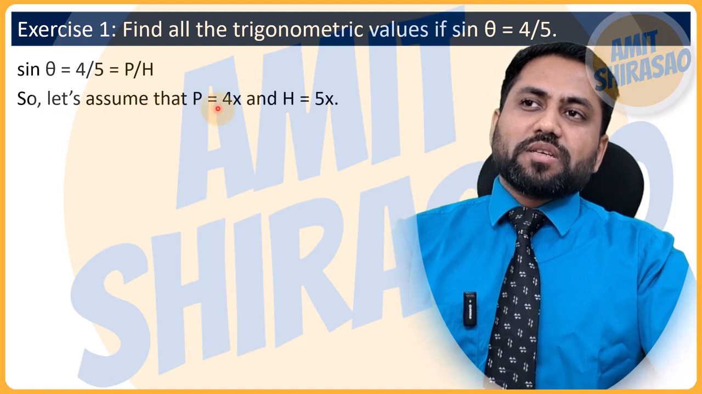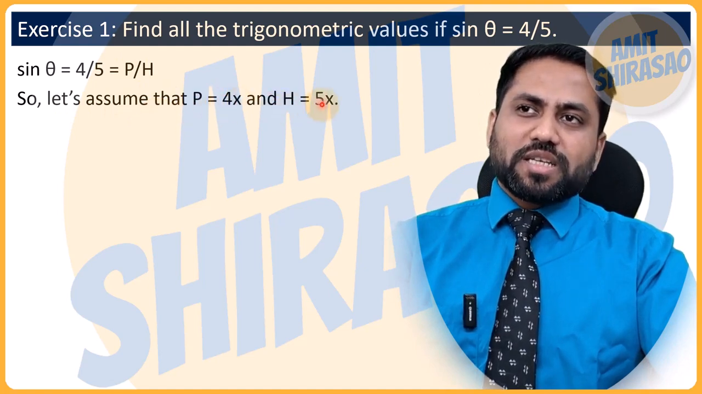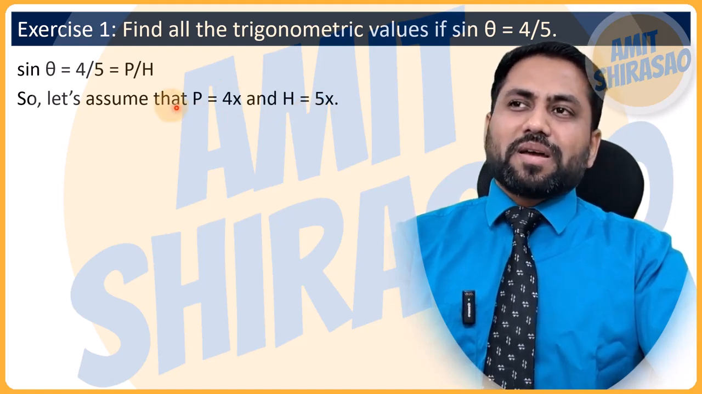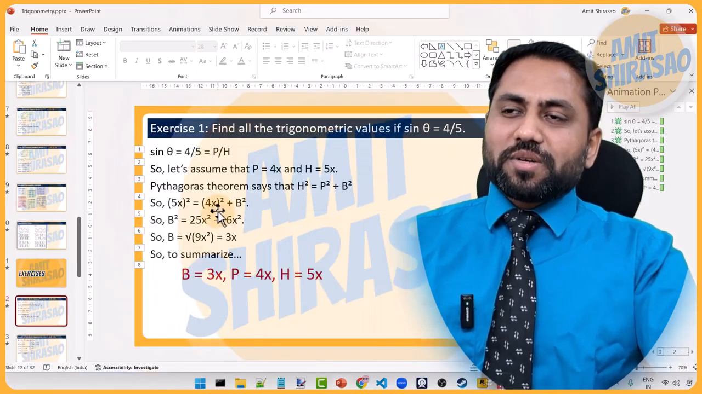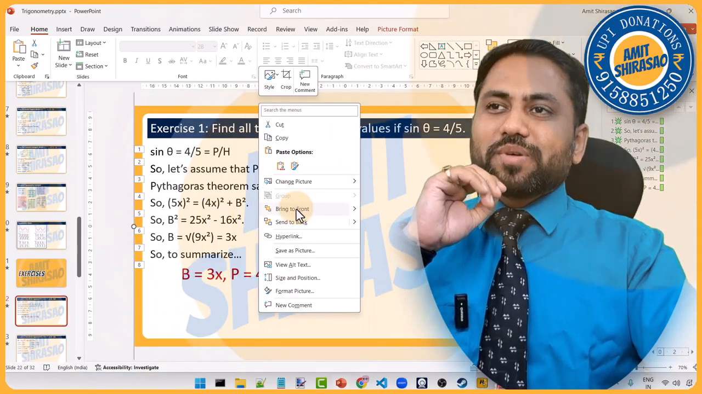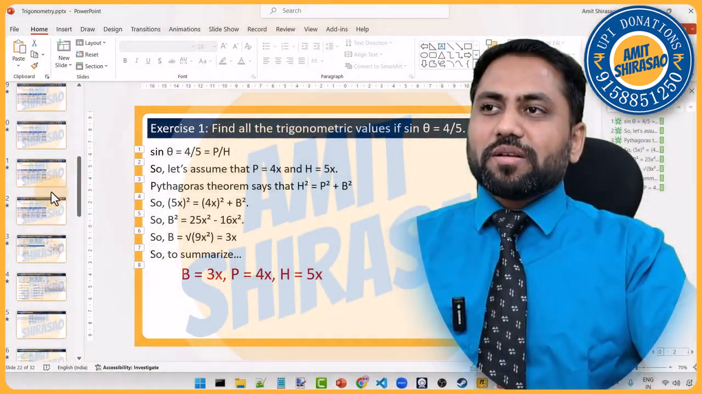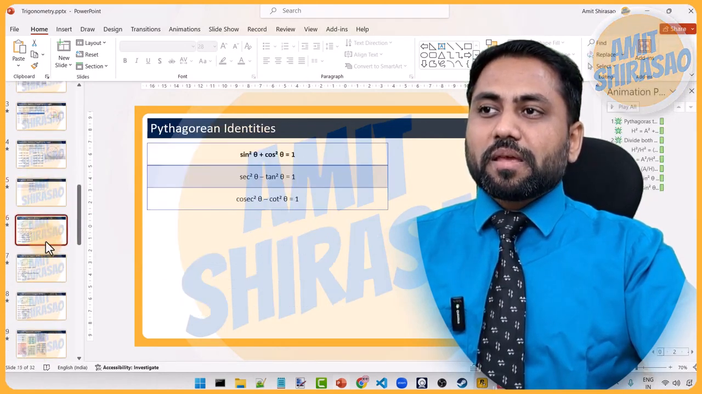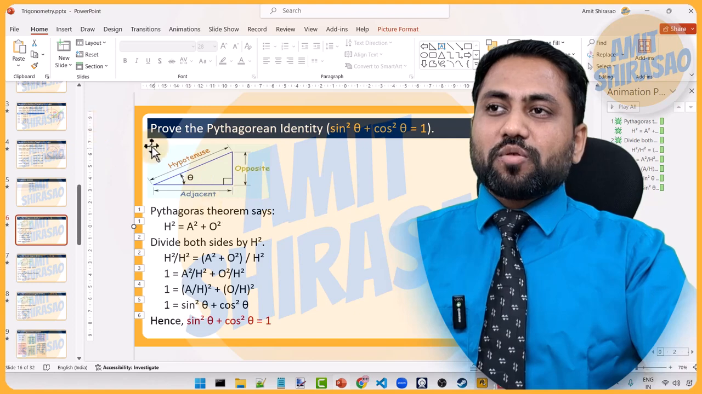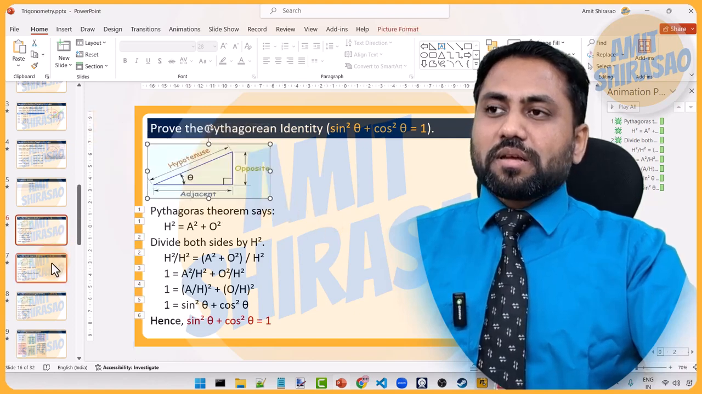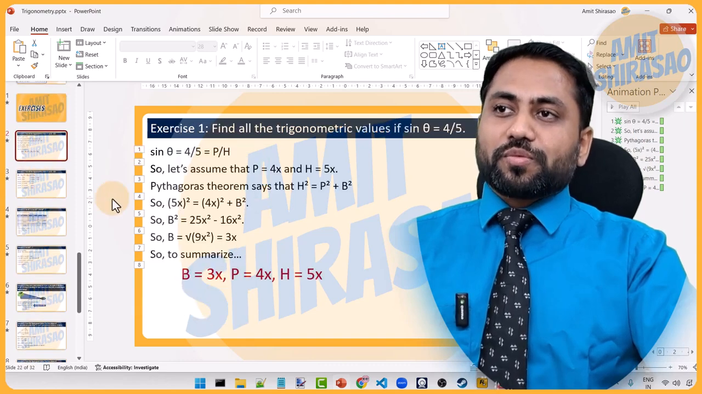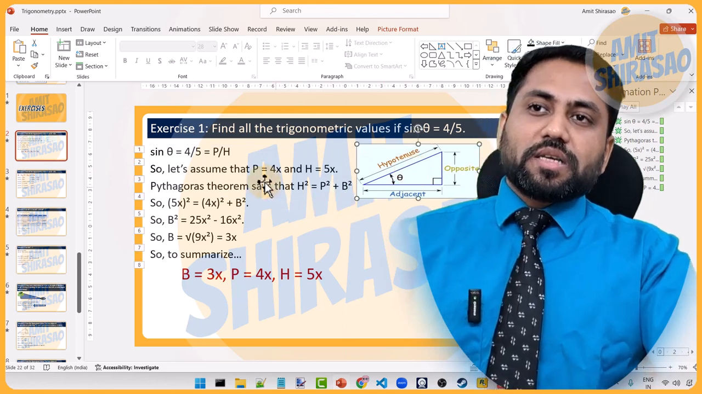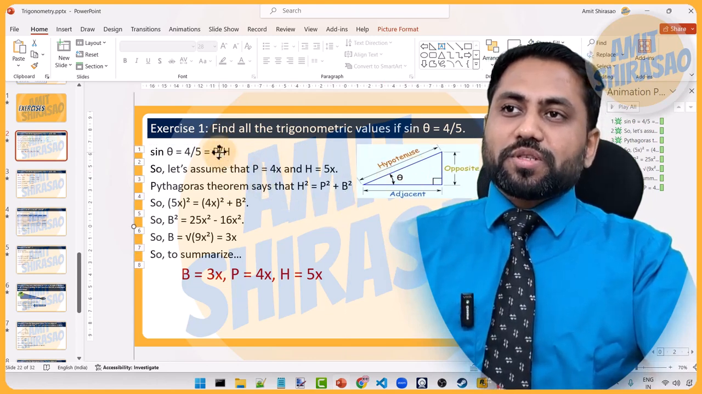So let us assume that P is equal to 4x and H is hypotenuse. Okay, I'm getting confused here. I'll change it. If I'm getting confused, you will also get confused. So let me paste that triangle also here, because it is difficult even for me to remember. I'll copy this and paste it over there for you and for me also. Okay, here opposite, I should be calling it opposite.